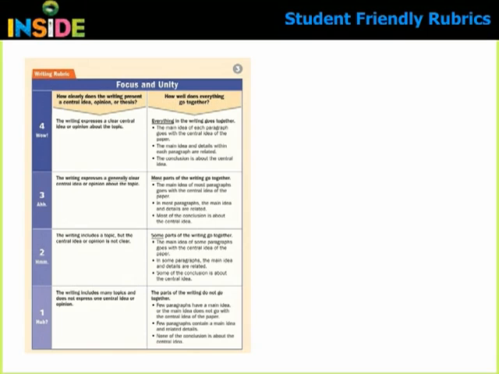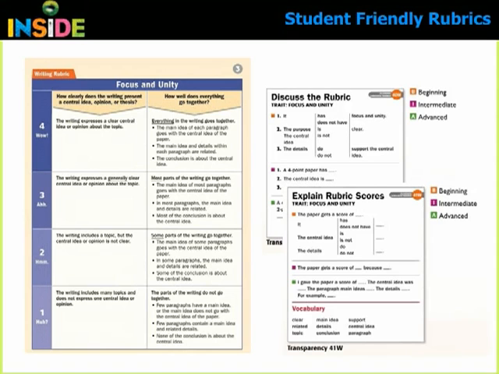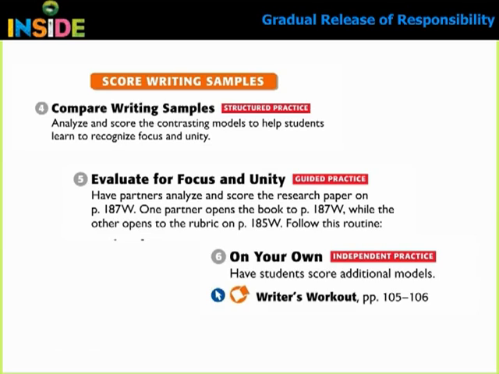First, a student-friendly rubric is provided for each of the 5 writing traits students will be working with. Within the teacher wrap, you will also find reference to academic language frames to help students discuss the rubric scores and explain why they have assigned a specific score. We already saw this in the project we just looked at. But I just wanted to remind you that all writing project instruction incorporates the gradual release of responsibility model.